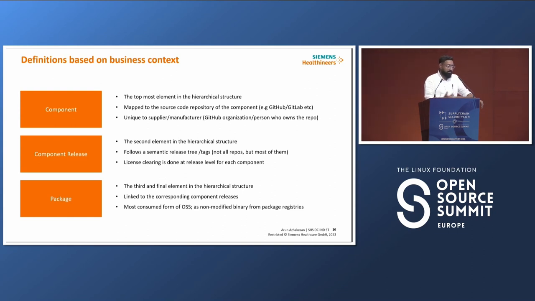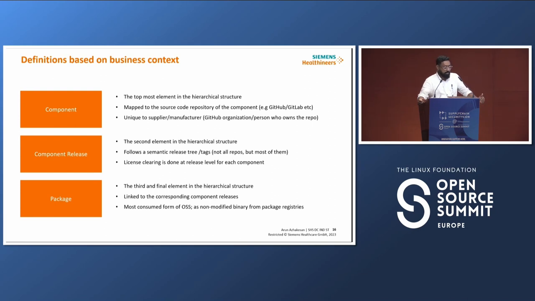Package would mean different things in different contexts, but in the Siemens world, in our business context, this is how we define these three elements. So in Software 360, component would be the topmost element, which is mostly mapped to a source code repository. And the component release would be mapped to the corresponding releases, or how they have defined their release management via tags. Those are the component releases, and those are the artifacts which are linked to a particular project. So the usage happens at that level.